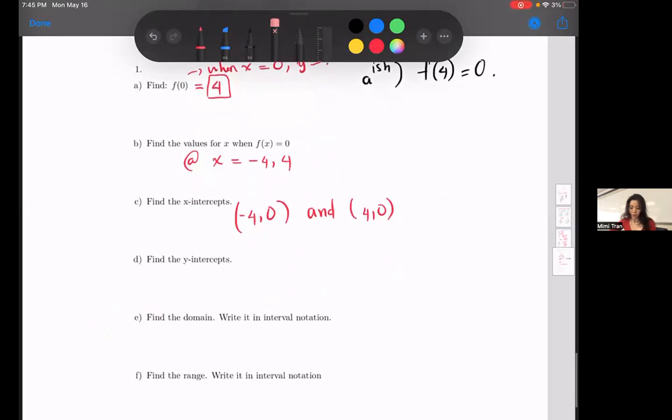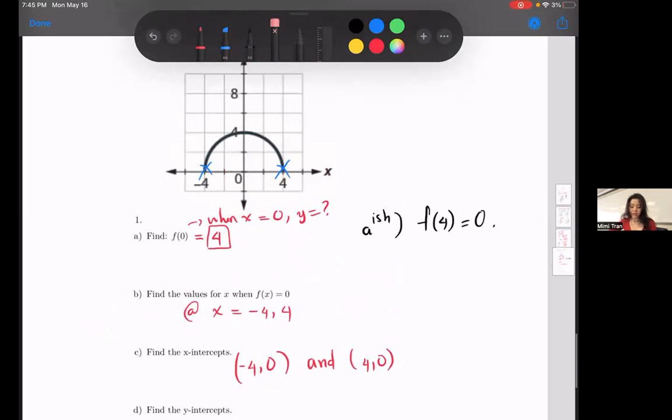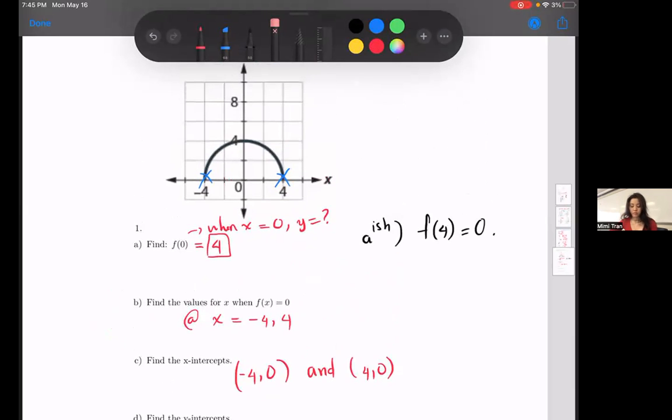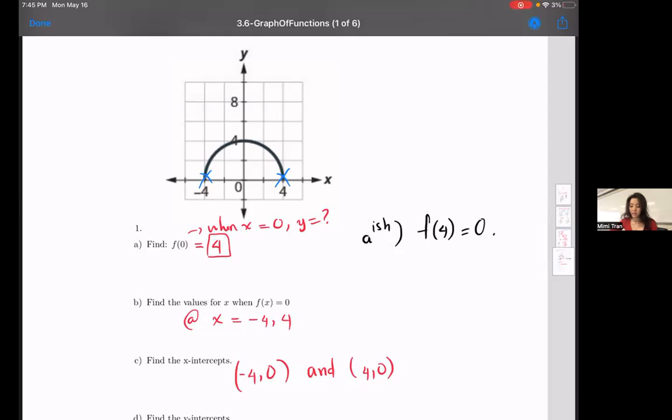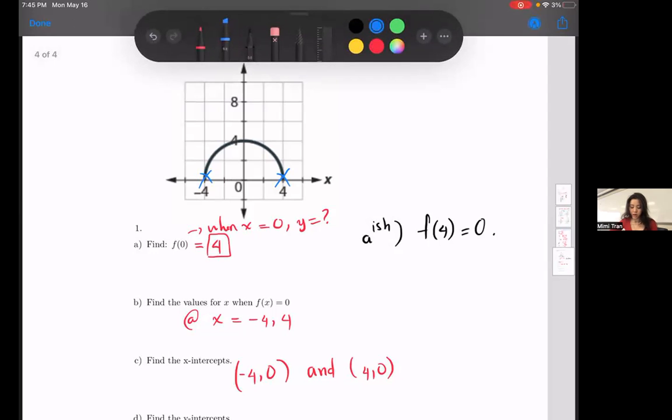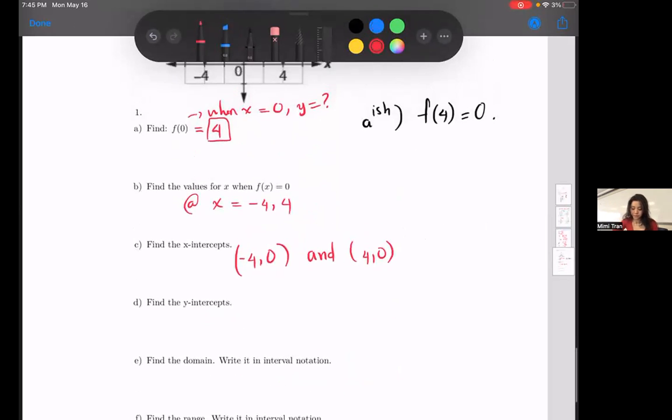Okay. What about the y-intercept? The y-intercept is where the function cuts the y-axis. As you can eyeball it, it's right here. What is that point? Well, we know the y value is 4, but what is the x value? 0. So 0, 4.